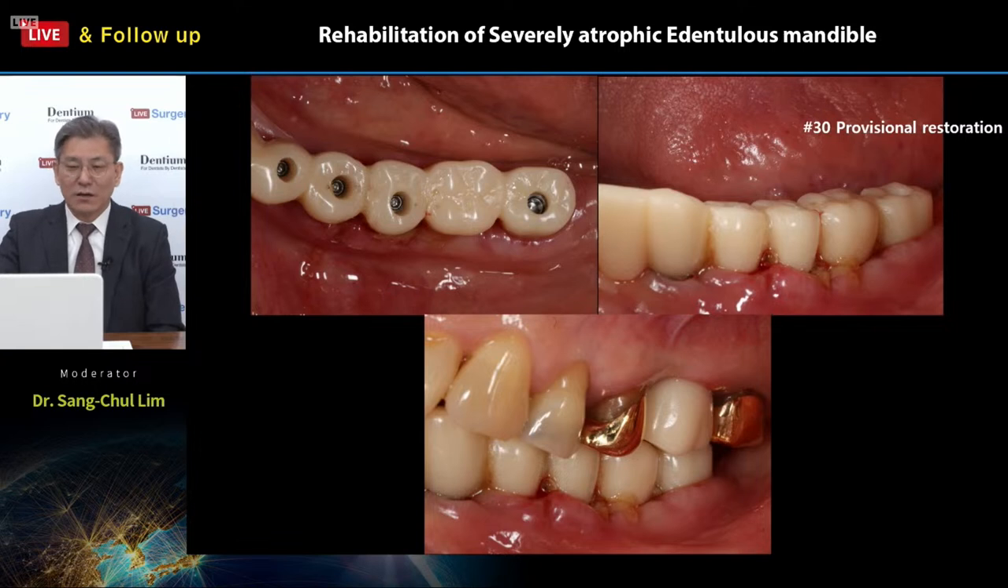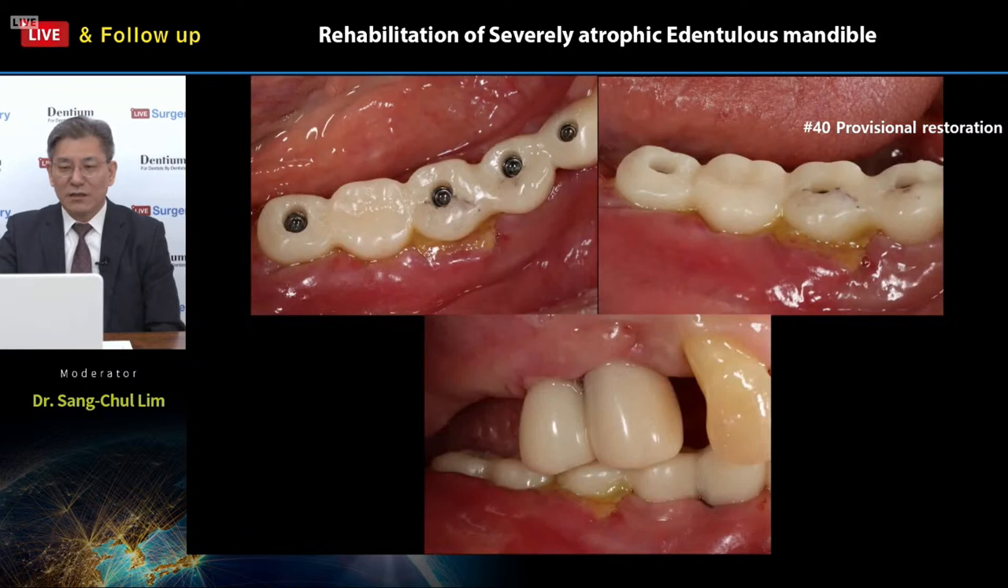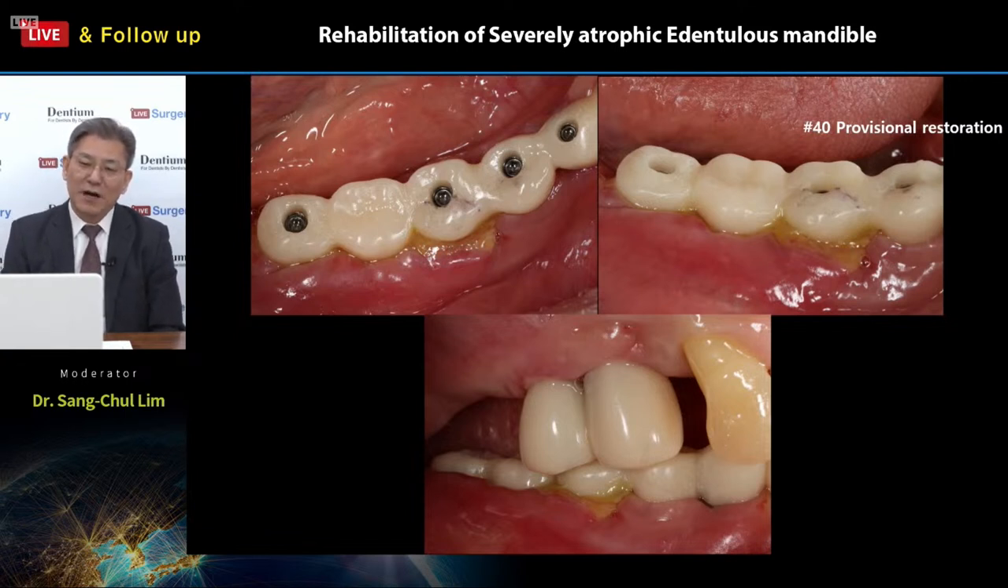The lower left area, the provisional restorations, the emergence profile, the interdental view, and the soft tissue profiles, all the relationships are very nice. And this one is the right lower area. As you know, what do you think about this number 45 area? Soft tissues during healing, under the healing process.